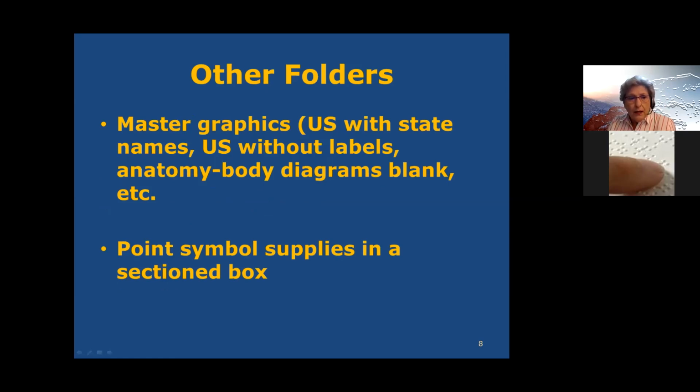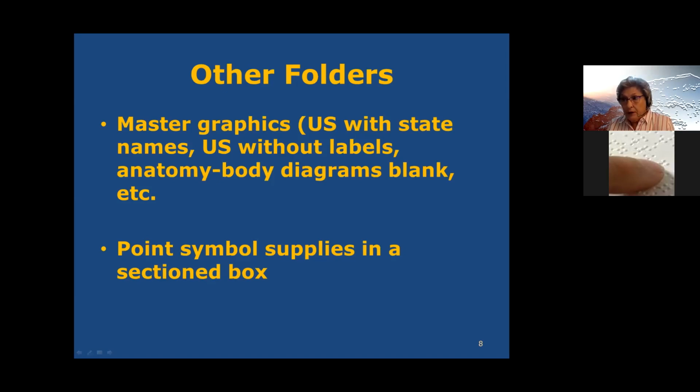You might need anatomy or body diagrams that are blank because you might need to fill in, if you have a student who's taking anatomy or a science, middle school science fair often has a lot of anatomy in it. So you might need to fill in the different organs in the body or the different veins and arteries when you get there, but an outline of the body itself. I have a box that has point symbol supplies in it. Things that I can very quickly and easily put on.